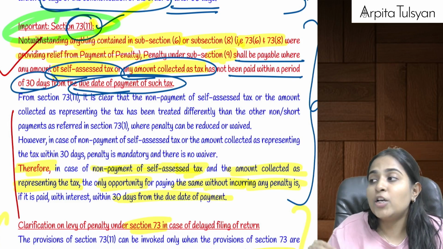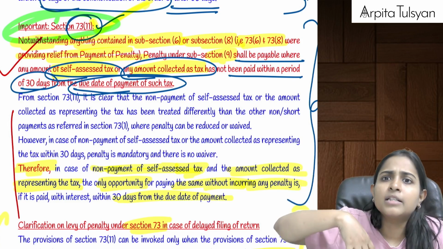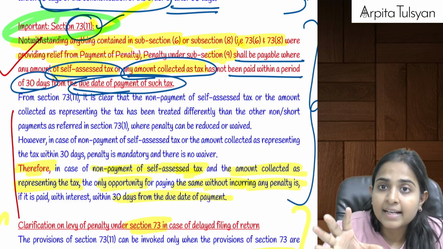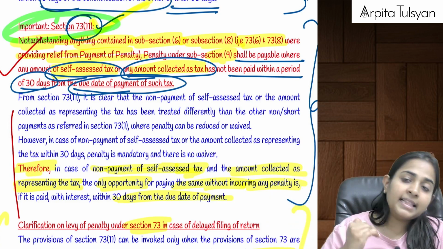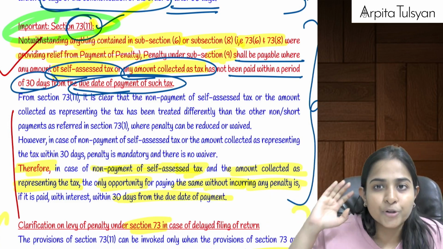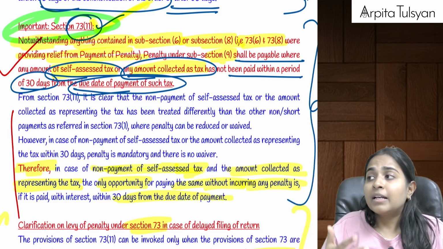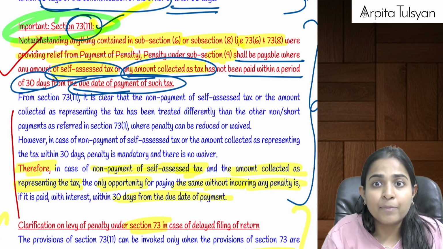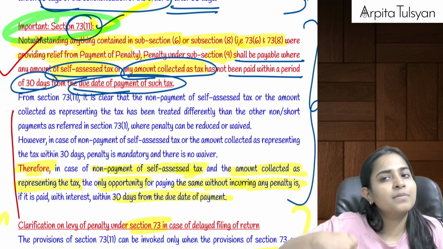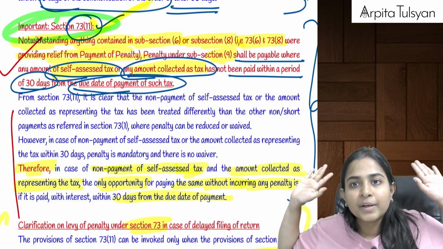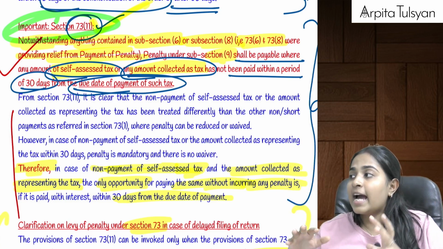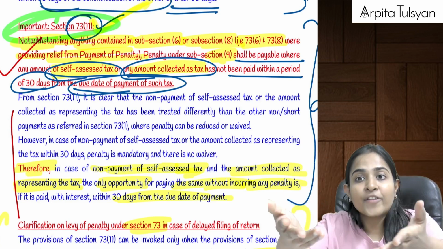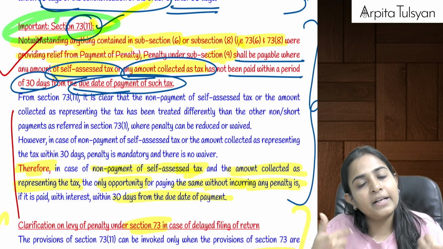Or when you have collected anything from your consumers in the name of tax. You have collected it in the name of tax, but you have not paid it to the government. Example, the goods that I was supplying is an exempt good. Still I collected the tax, but I did not pay it to the government. I'm assuming that as my profit. Or let's say I collected 28% instead of 18%. Then I'm keeping the difference with me.